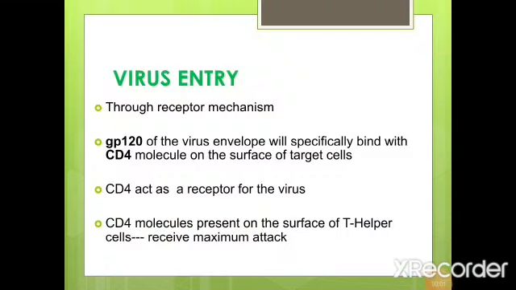Virus entry. The binding of HIV with the target cell is through a receptor mechanism. The GP120 of the virus envelope will specifically bind with the CD4 molecule, which is present on the surface of the target cell. So CD4 acts as the receptor of the virus. These CD4 molecules are present on the surface of T helper cells, so these T helper cells receive the maximum attack by this virus.